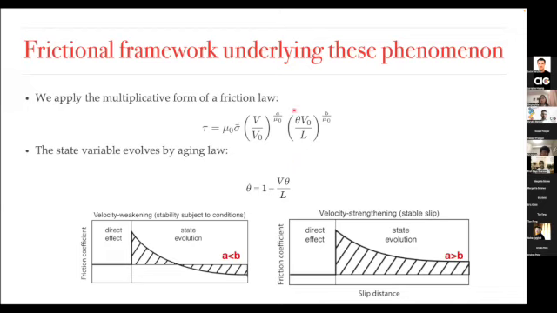Theta is the state variable, which evolves by the aging law in our models. So it is similar to a logarithmic form of rate and state. Here A smaller than B represents velocity weakening, and A larger than B represents velocity strengthening. For velocity weakening, ruptures nucleate in this area.